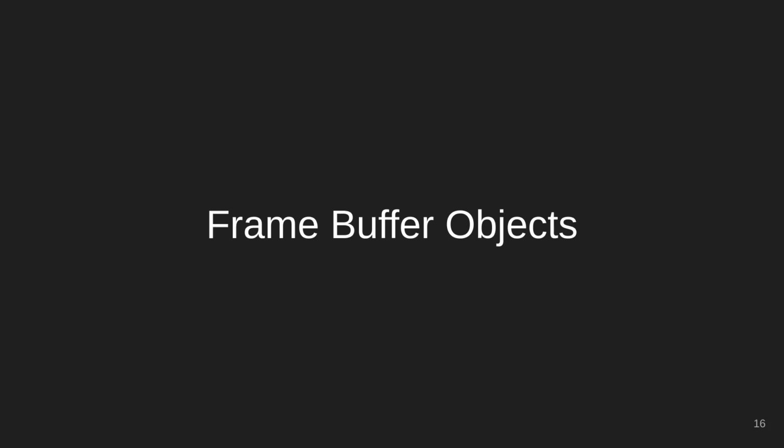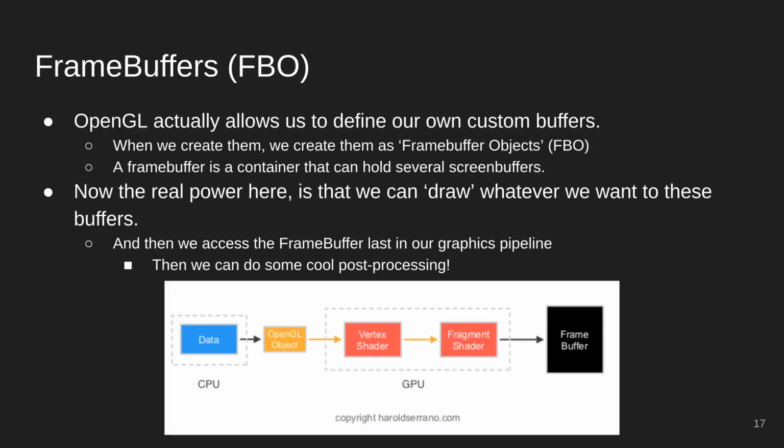Okay, so I want to talk about frame buffer objects now. This is going to be one of our screen buffers that we can use. And again, OpenGL is a fairly low-level application programming interface, so it allows us to create our own buffers. These are known as frame buffer objects, or FBOs, as they're sometimes abbreviated, and they are just a container that can hold several screen buffers. And what's cool again is that we can draw whatever we want to these buffers, and then we access the frame buffer at the very end of our graphics pipeline and draw things.